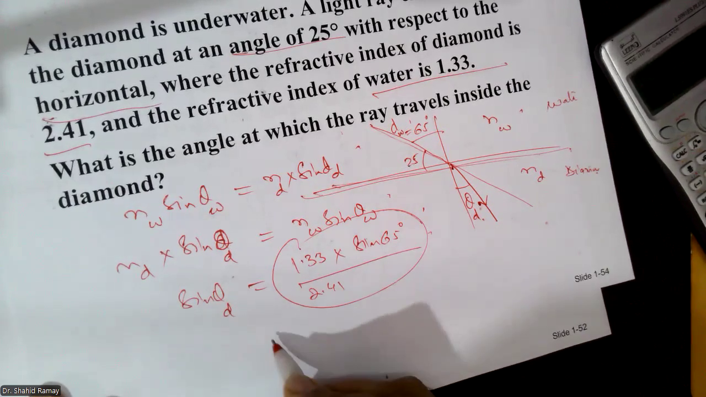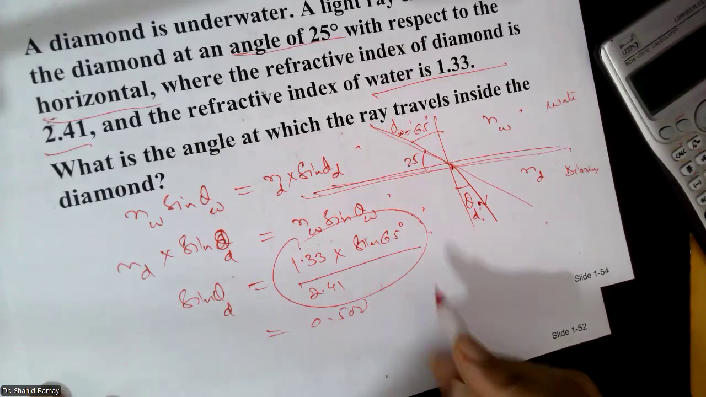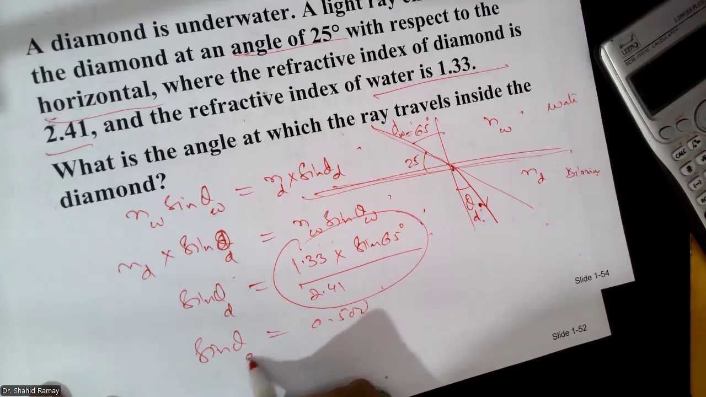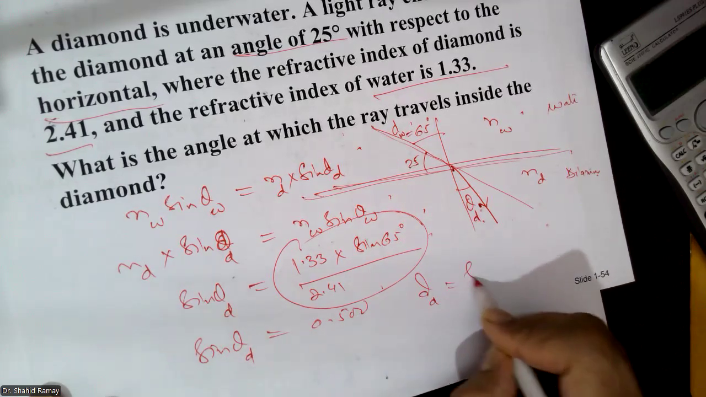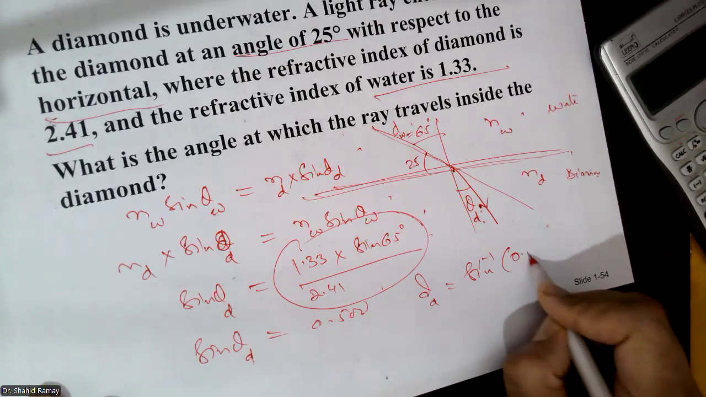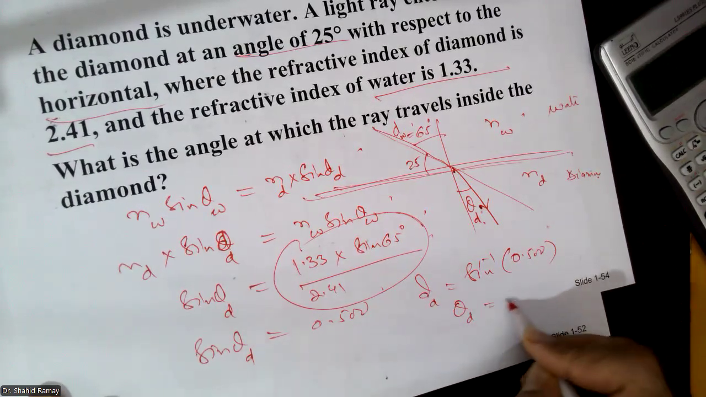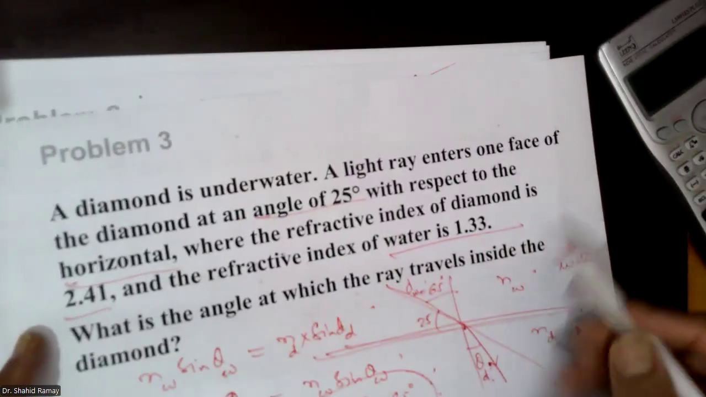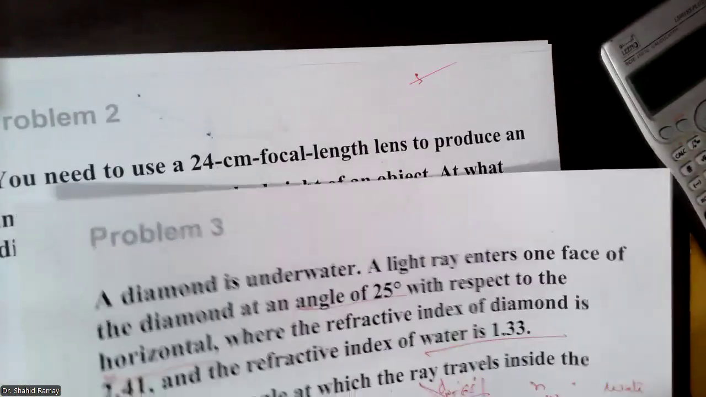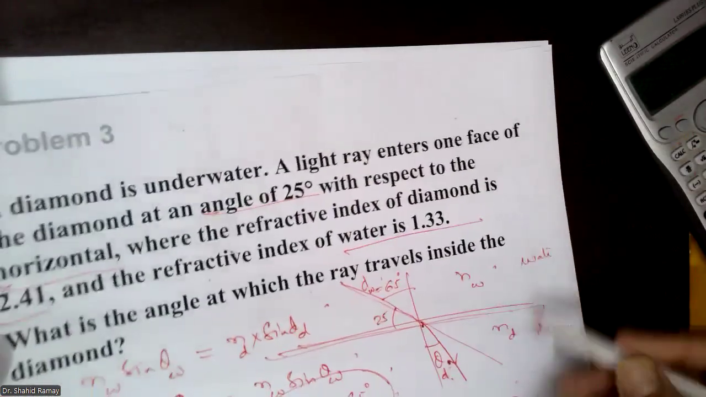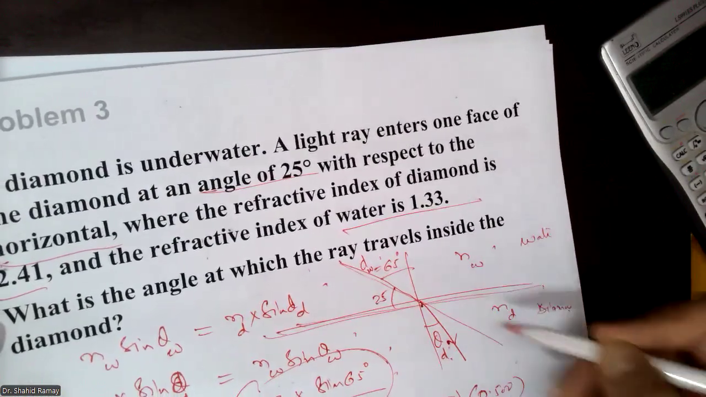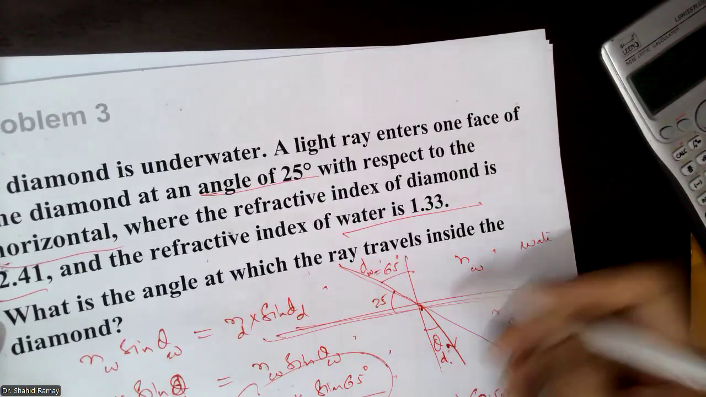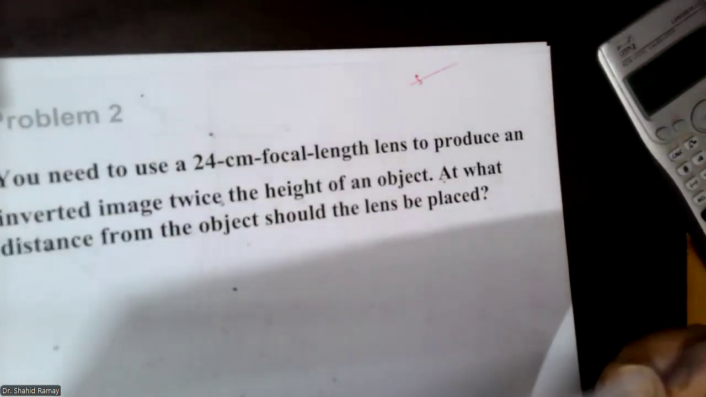When you solve this, you will get around 0.500 as the answer. You can check. And theta D is equal to sine inverse of 0.500. So theta D is equal to 30 degree. So in this way, you can solve this important problem. This type of problem normally comes in the exam, okay? Here any media can be given. Suppose the light is going from here and then here, or here, or here. It is the same thing. So you have to apply Snell's law.